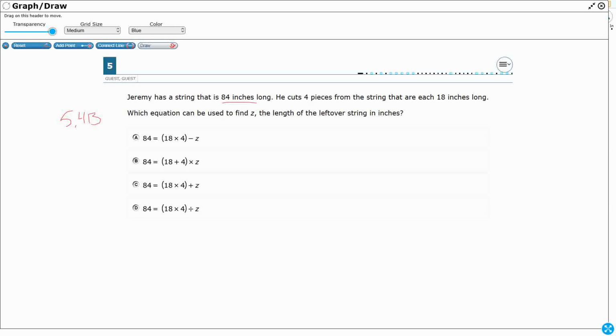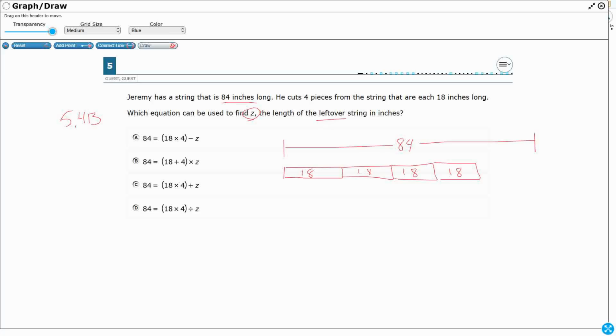Okay, so first, it looks like this is a part-whole problem, so I'm just going to draw my total. 84 inches. Okay, he cuts 4 pieces of string that are each 18 inches long. All right, so what I'm going to do is I'm just going to put 4 18s here. There we go, 18, 18, 18. Might not be proportional. And then which equation can be used to find z, the length of the leftover string.